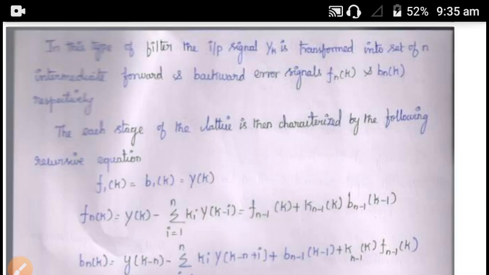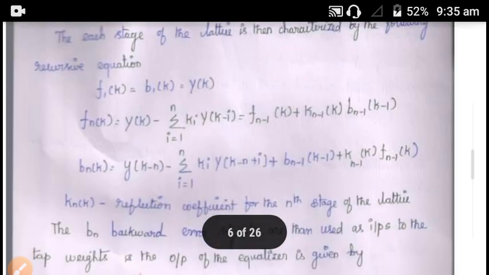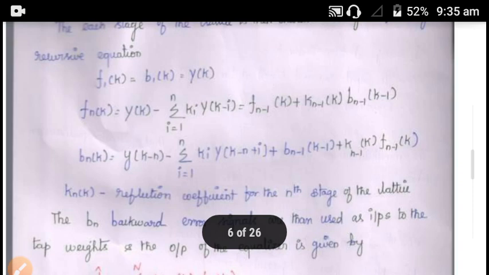In this type of filter, the input signal is transformed into a set of intermediate forward and backward error signals respectively. Each stage of the lattice is then characterized by the following recursive equations: f1(k) = b1(k) = y(k). So fn(k) can be written as y(k) minus sigma i = 1 to n of ki y(k-i), which is equal to f(n-1)(k) plus k(n-1) b(n-1)(k-1).